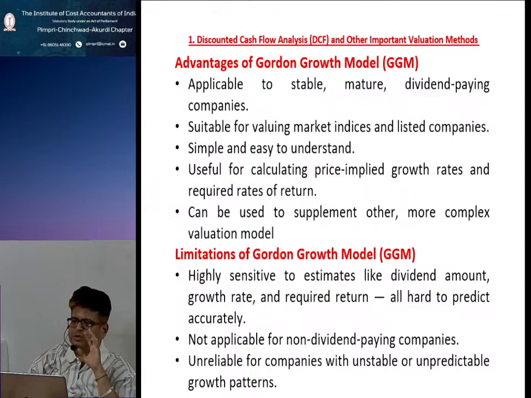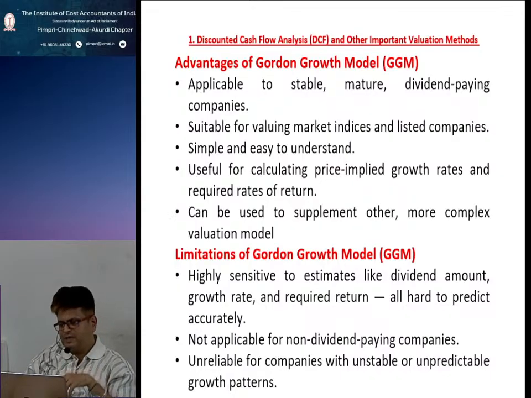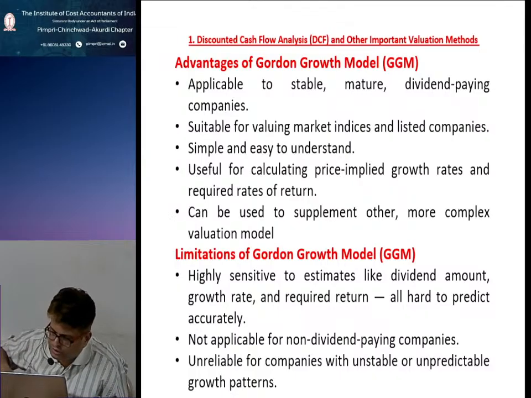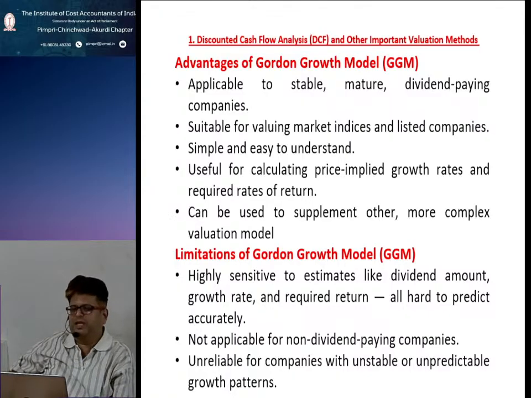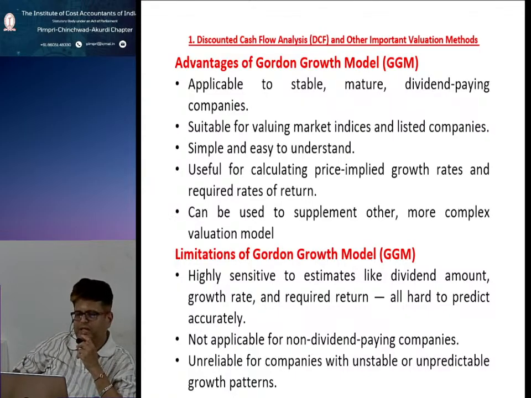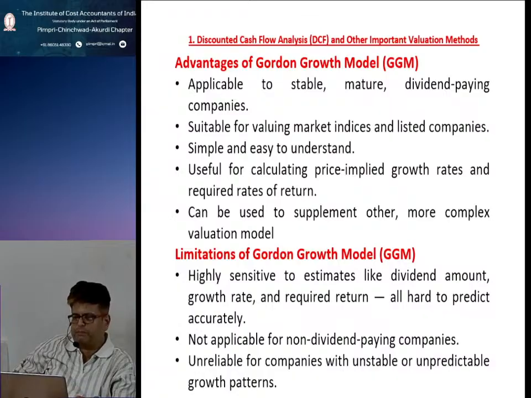However, having said so, though there are advantages of GGM, there are limitations also, and these limitations are that the model is highly sensitive to estimates like dividend amount, growth rate and required return, all hard to predict accurately. Therefore, there will always be an element of error or estimation involved. It is not applicable for non-dividend-paying companies. Obviously, GGM will not be useful for valuing companies that are not paying dividends at all, and it is unreliable for companies with unstable or unpredictable growth patterns. So these are the limitations of GGM.